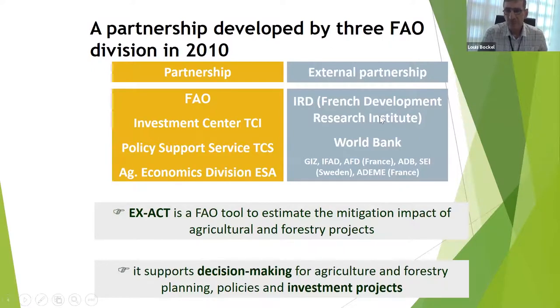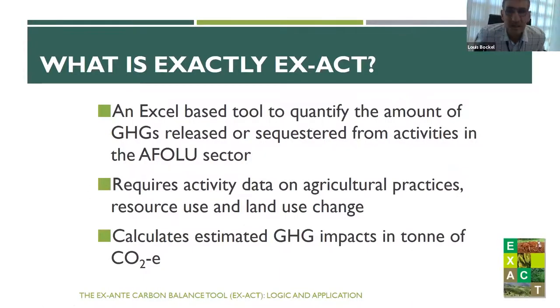EXACT is the FAO tool to estimate the mitigation impact of agriculture and forestry projects, and it supports decision-making for agriculture and forestry planning, policy, and investment projects. So what is it exactly? It's an Excel-based tool to quantify the amount of greenhouse gas released or sequestered from activity in the AFOLU sector. It requires activity data on agricultural practices, resource use, and land use change. And it calculates estimated greenhouse gas impact in tons of CO2 equivalent.